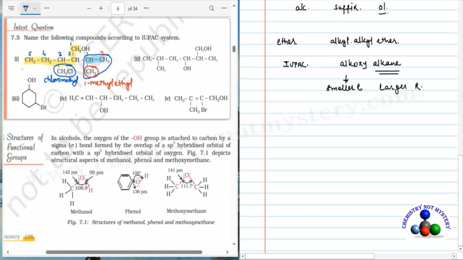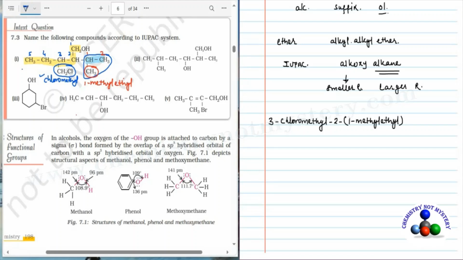Now write the name of this molecule. On writing the name of substituent, you have to cite them in alphabetic order. So first of all, we have to write chloromethyl, then we will write 1-methyl ethyl. So let's write the name of this molecule. So chloromethyl is bonded to third carbon. So here we will write 3-chloromethyl. Now the second substituent 1-methyl ethyl. It is bonded to second carbon. So here we will write 2, in bracket we will write 1-methyl ethyl.